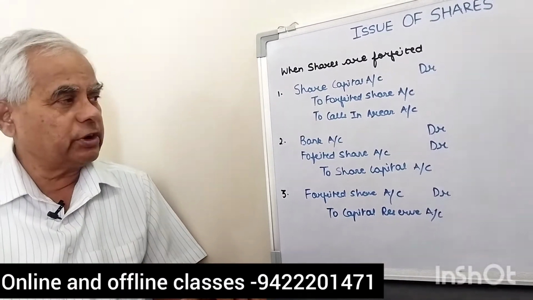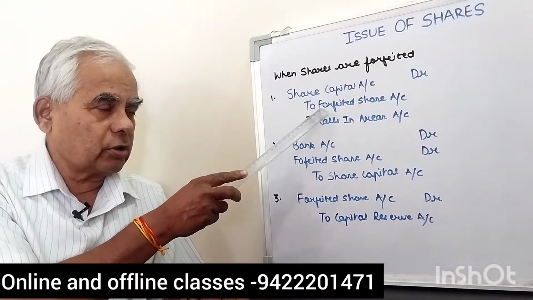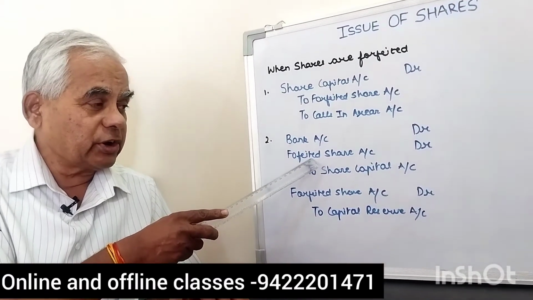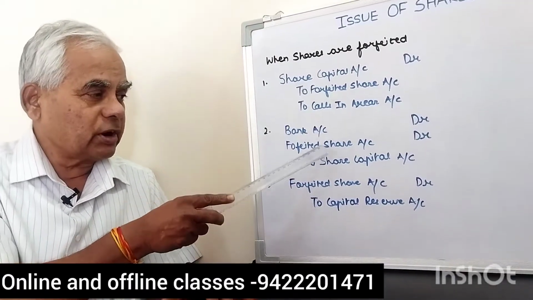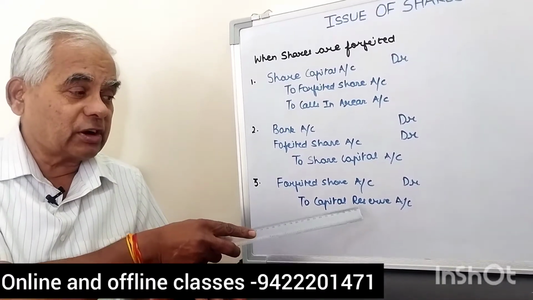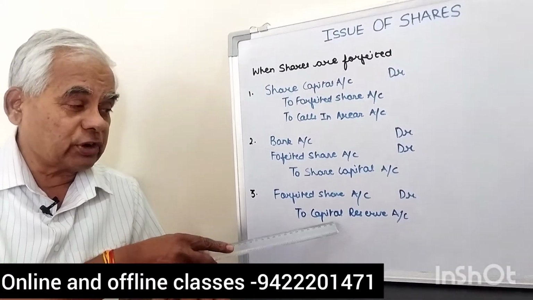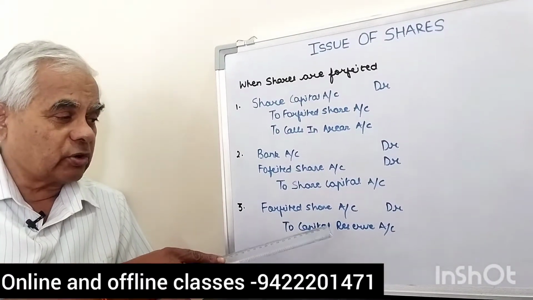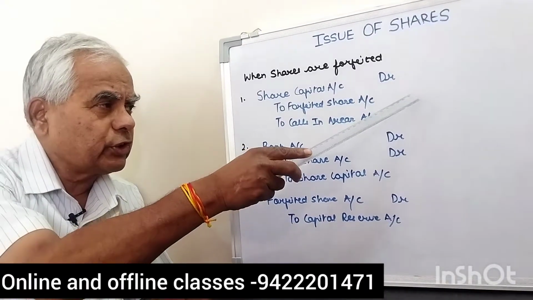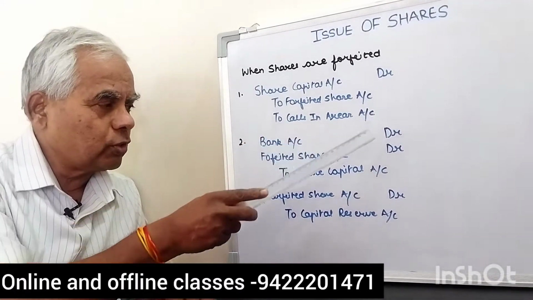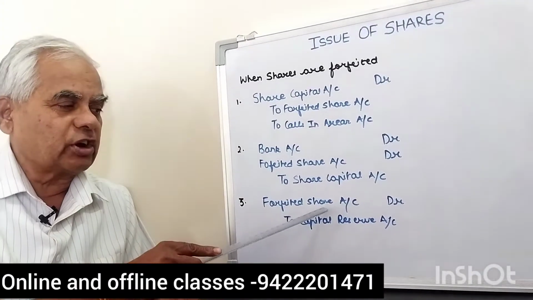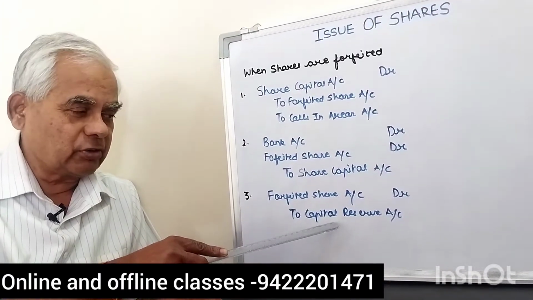Last, again a transfer entry. Here forfeited share credit is our profit, we can say gross profit. Forfeited share debit is the loss. Profit minus loss, the net profit, we transfer to capital reserve account. Capital reserve means it's a capital profit, that's why that profit is transferred to capital reserve. Forfeited share account debit to capital reserve account. For example, forfeited share credited by 400 rupees, debited by 100 rupees, balancing figure 300, that we transfer: forfeited share account debit to capital reserve account.